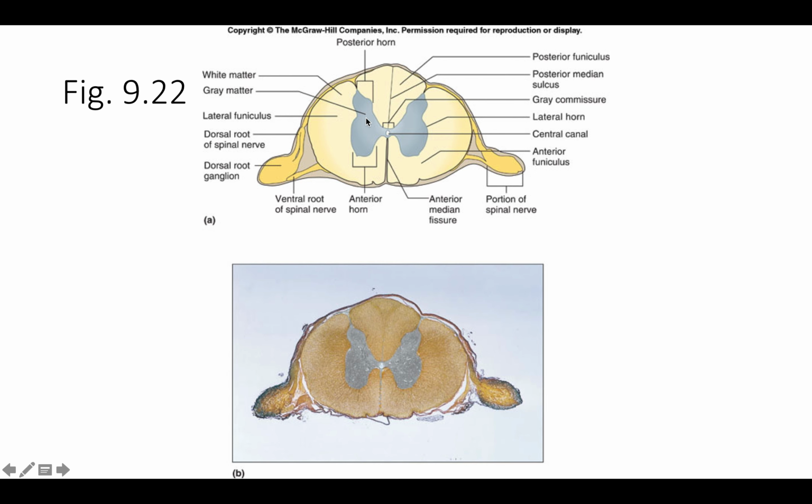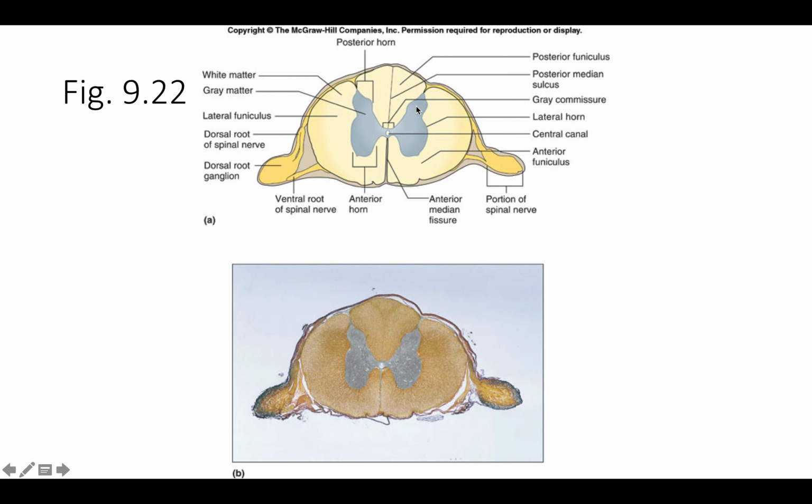Here are the gray horns themselves. Remember, this is the front, so this is the anterior or the ventral median fissure, and this is the posterior median sulcus. So these are the posterior gray horns right here, and these are the anterior gray horns, and the lateral are right here in the middle of the long stalks. Remember, the sensory neurons come in to the gray horns on the posterior. Remember, those are also called dorsal.